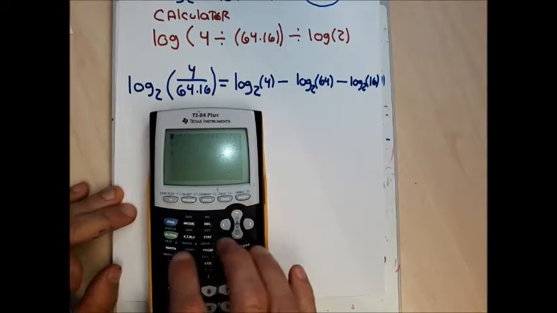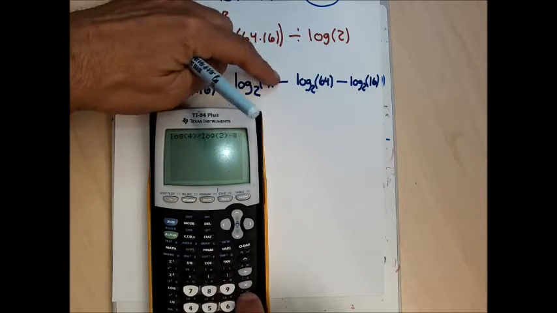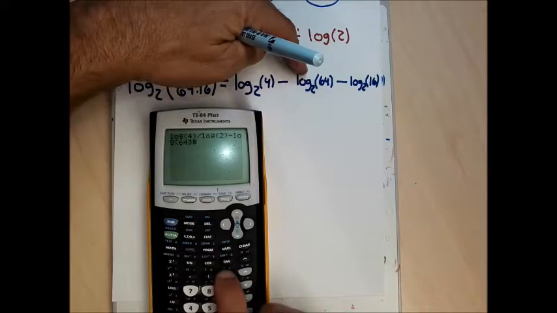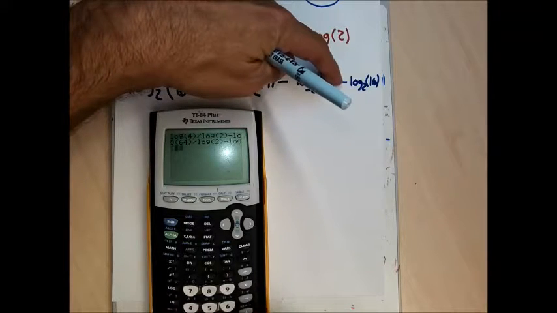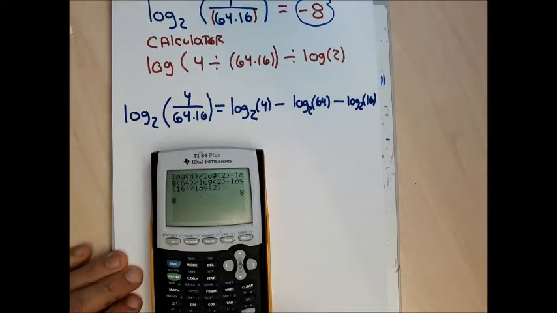So I'm going to do the log of 4 divided by the log of 2, minus the log of 64 divided by the log of 2, minus the log of 16 divided by the log of 2. When I hit enter, I cross my fingers that I get -8, which I do.